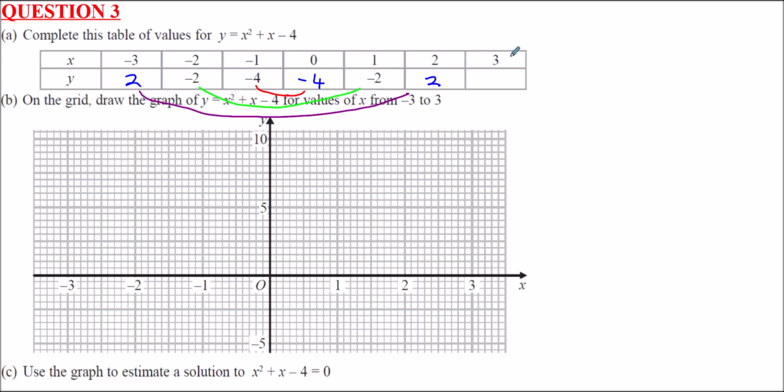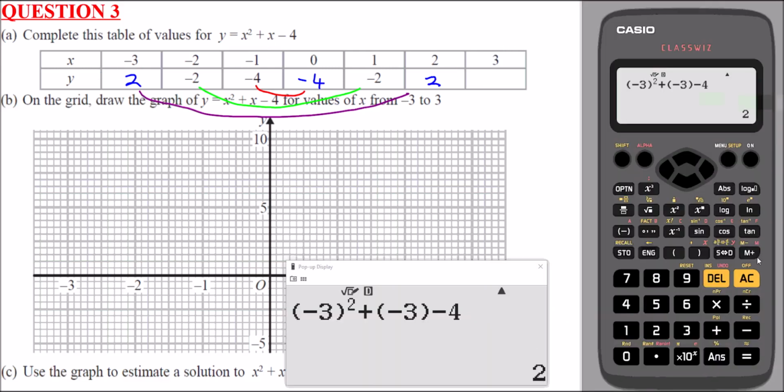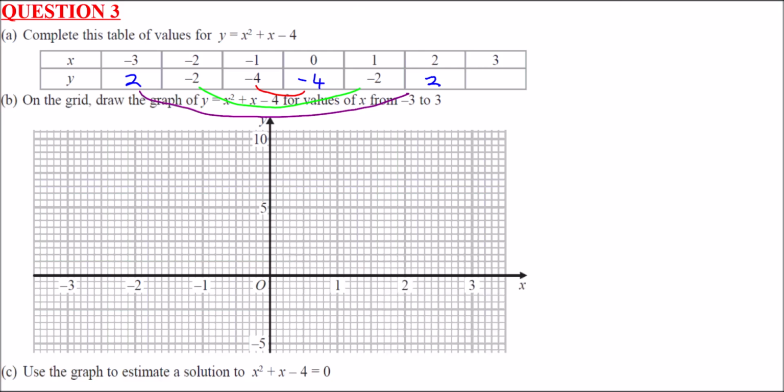Now I can't do that for 3 because I've got nothing to compare it with. So when x is 3, let's just do this the normal way. So 3 squared plus 3 minus 4, which gives us 8. So those are the sets of values.